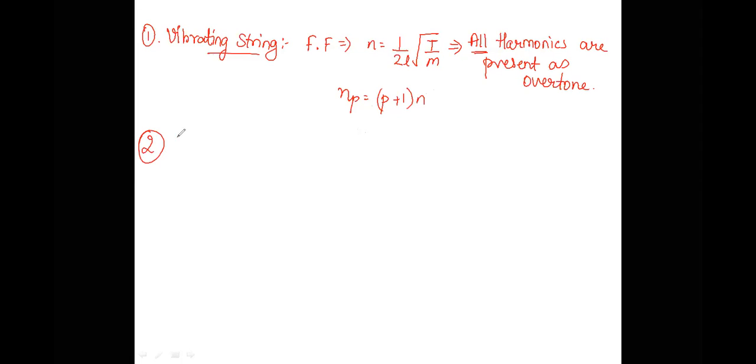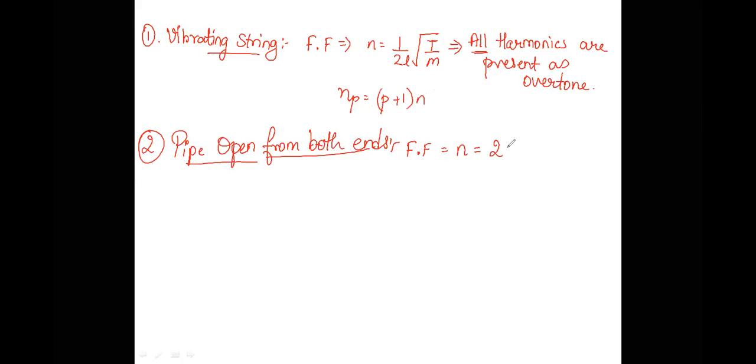The second is a pipe open at both ends. In the case of a pipe open at both ends, what is the fundamental frequency? The fundamental frequency is n, and n is equal to v divided by 2L, where L is the length. A pipe open at both ends has its fundamental frequency given by this.